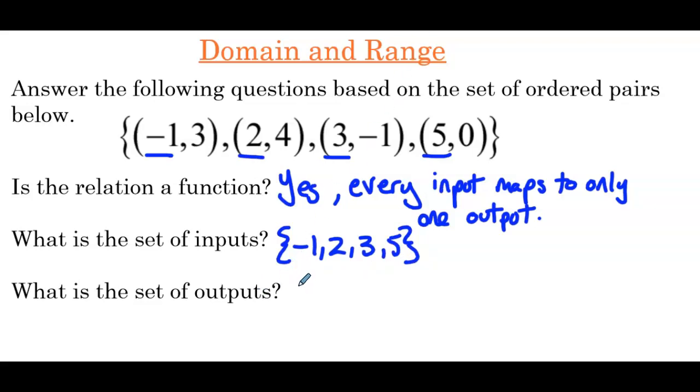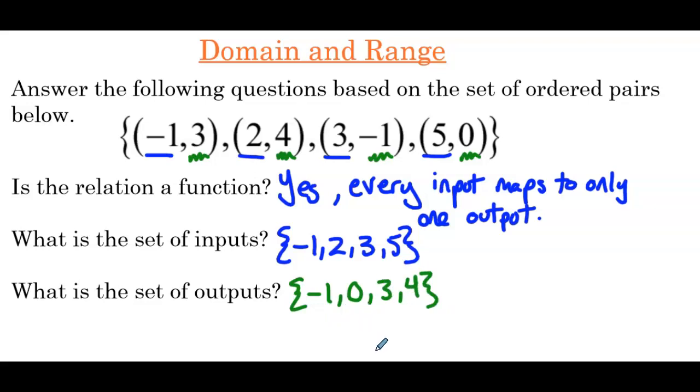What is the set of outputs? So that's the value that each input maps to. So we have 3, 4, -1, and 0. So our set of outputs from least to greatest. The lowest output is -1, then we have 0, 3, and 4.